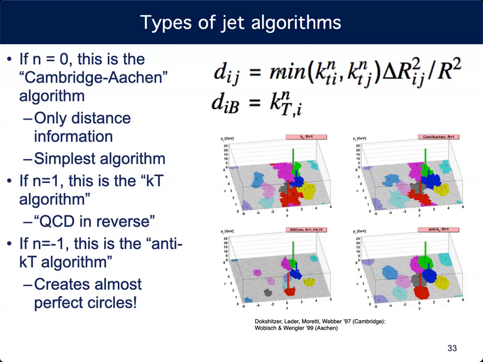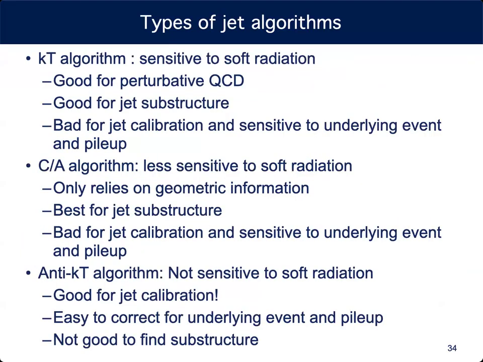If I set n equal to 0, this part just goes away. You don't have any kinematic information or pT information or KT information. All you have is the angular information of how separated they are. Like I said, it ends up looking similar to the KT algorithm, but we'll come back to this when we talk about jet substructure pretty soon. All right, before I go on, are there questions on this?